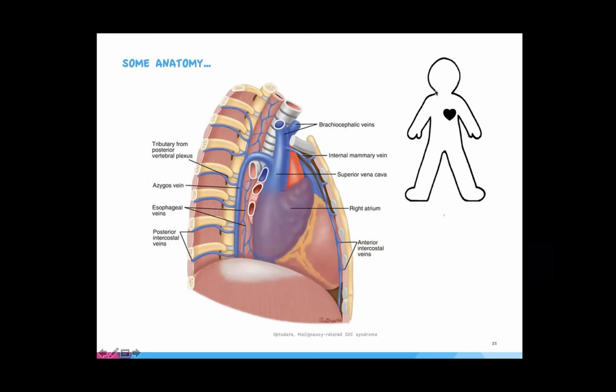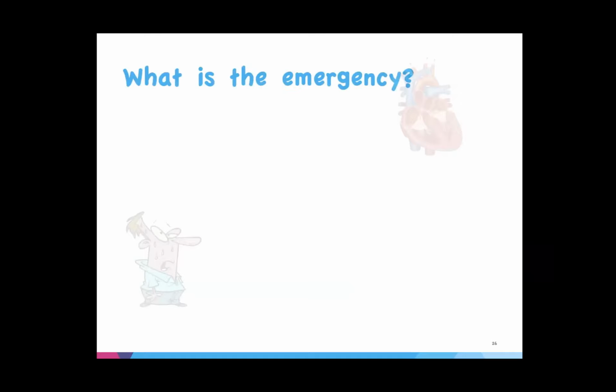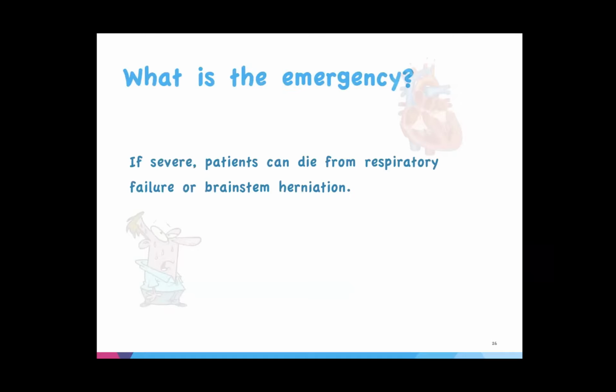And this little man just shows that the SVC drains blood from a lot of areas, from the head, here, from the upper extremities, from this area. So there's a lot of blood going there. So when that's obstructed, it's a huge issue. And what's the emergency? Even if SVC syndrome is severe or if it develops too quickly, patients can die from respiratory failure or also from brainstem herniation because there's going to be a lot of edema in the brain.